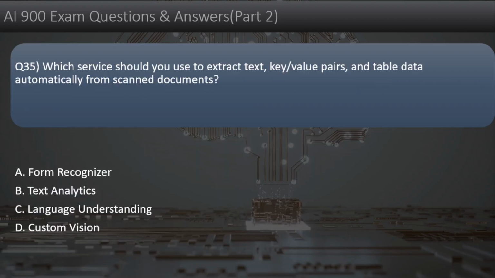Question 35. Which service should you use to extract text, key value pairs and table data automatically from scanned documents? The options are A, Form Recognizer, B, Text Analytics, C, Language Understanding, D, Custom Vision. The correct answer is option A, Form Recognizer.